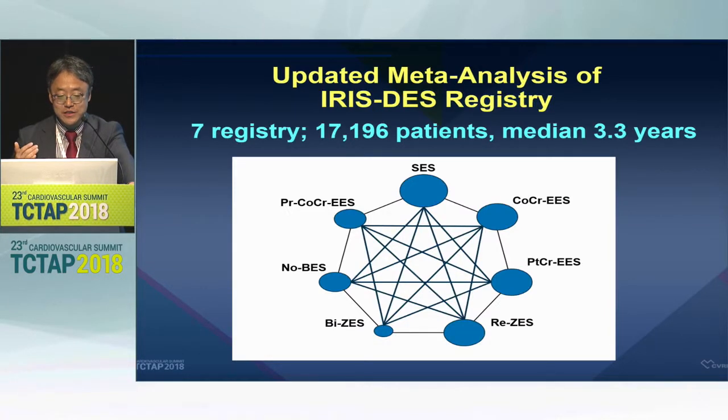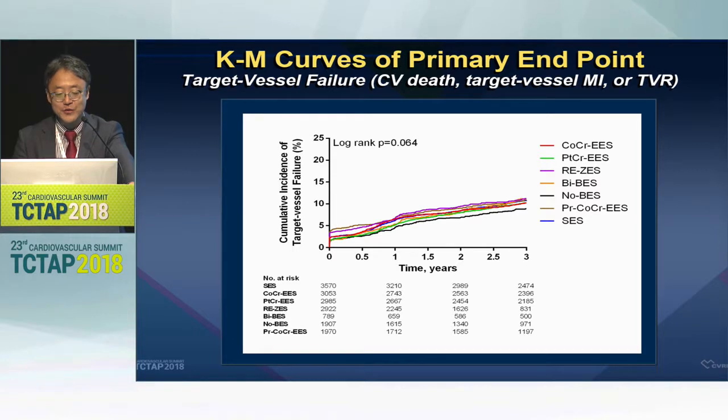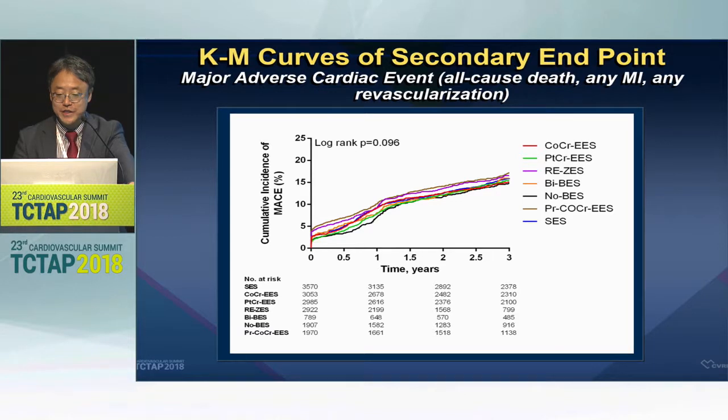We evaluated the 7 registry. The 17,000 patients were compared, with a median 3.3-year follow-up. Looking at the Kaplan-Meier curve of the primary endpoint, target vessel failure, overall there was no significant statistical difference. And for the patient-oriented outcome, MACE, including all-cause death, MI, and any revascularization, there was no difference.